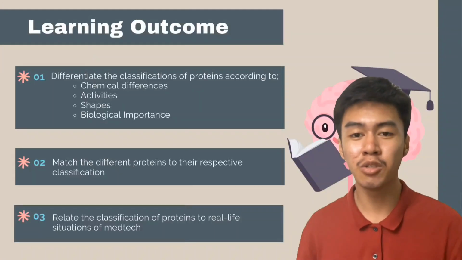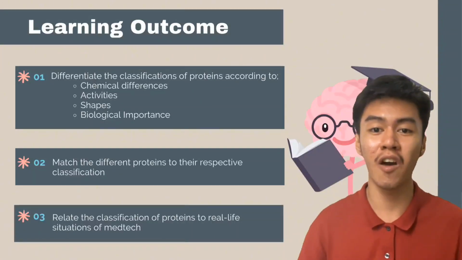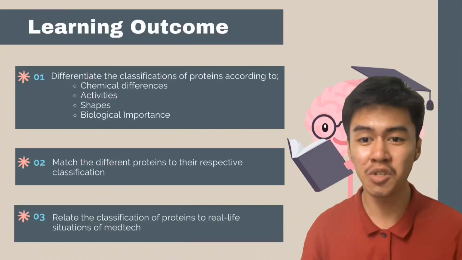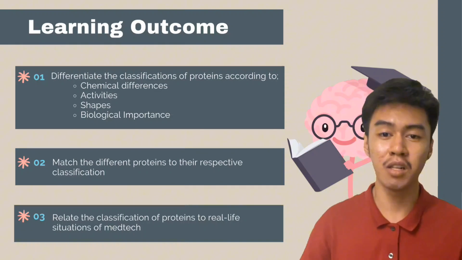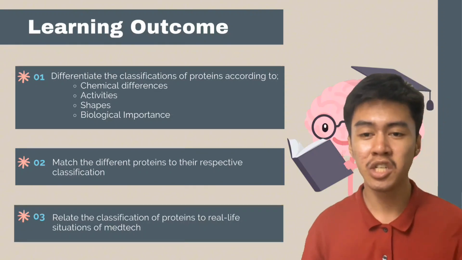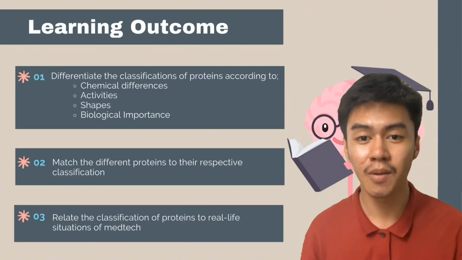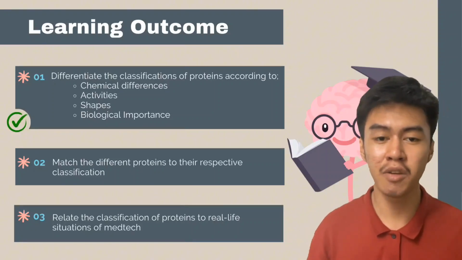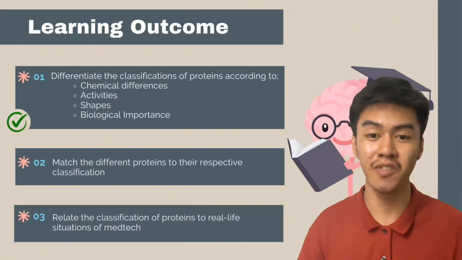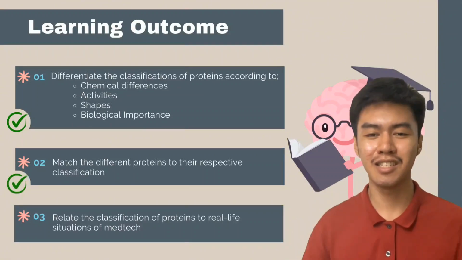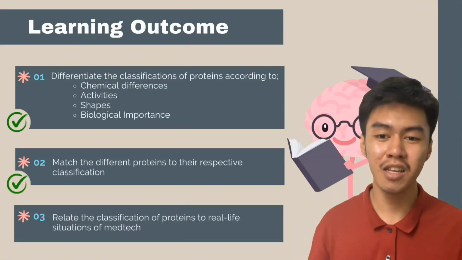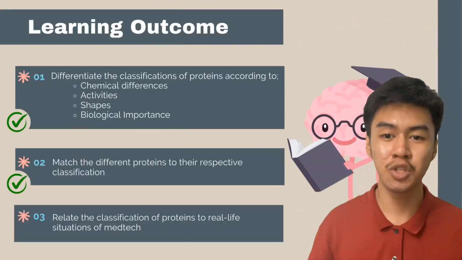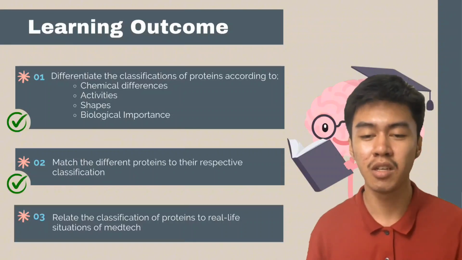So let's go back to our lesson outcomes and determine if we have met our goals. First, were we able to differentiate the classifications of proteins according to chemical differences, activities, shapes, and biological importance? Yes. Second, were we able to match the different proteins to their respective classification? Yes. And third and finally, were we able to relate the classification of proteins to real-life situations of medical technology? Yes.